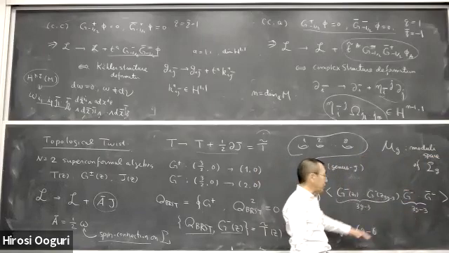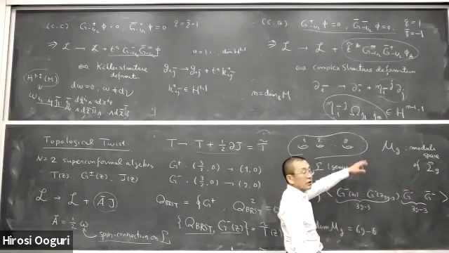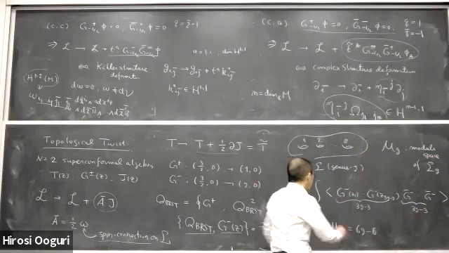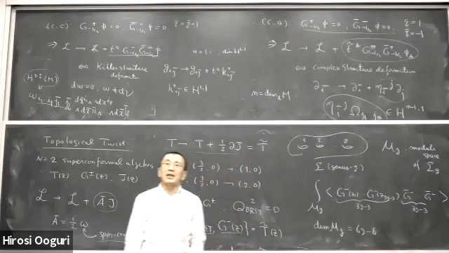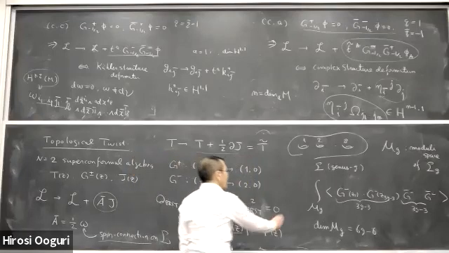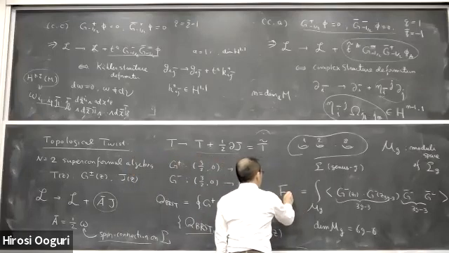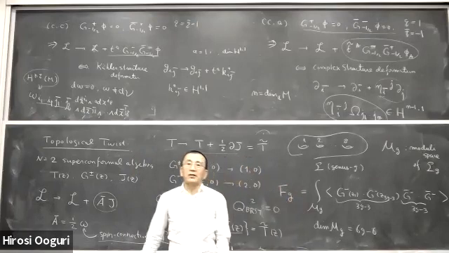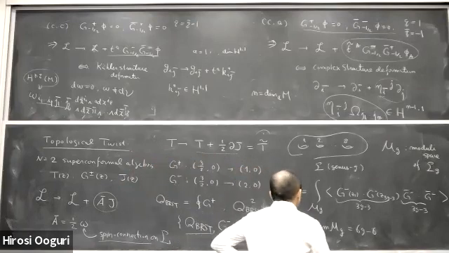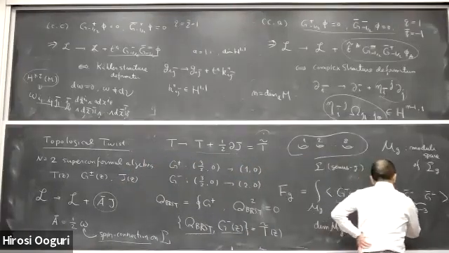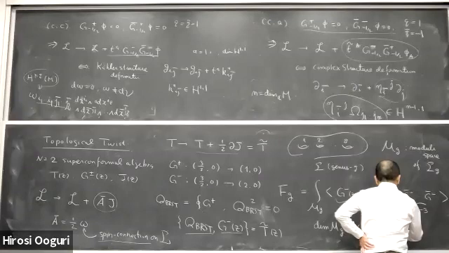it gives you actually the top form on the moduli space of Riemann surface. So you can integrate this over the moduli space of Riemann surface. If you can calculate this, then it gives you a G-loop amplitude for this string theory. Okay, so this is what is called the topological string amplitude.